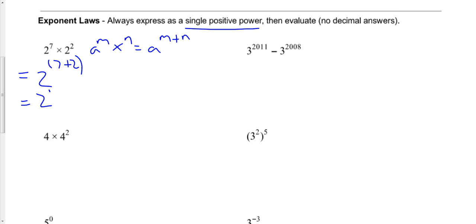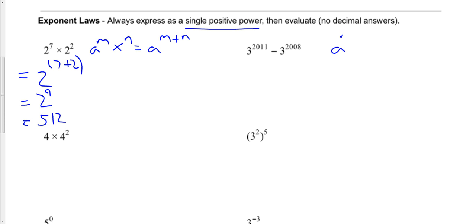Now we're going to actually evaluate that. In our calculator, we would do 2 to the exponent 9, and that's going to be 512. The next one that we'll take a look at is on the right. We've got powers, both with base 3, but in this case they have very large exponents, which can look very intimidating, but this is actually quite simple.